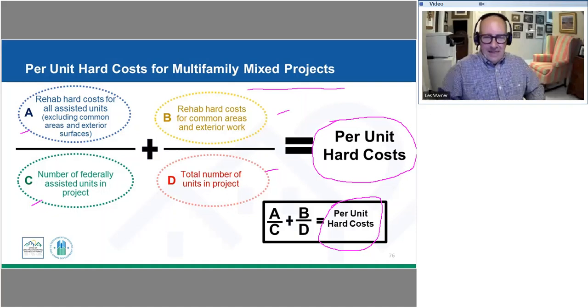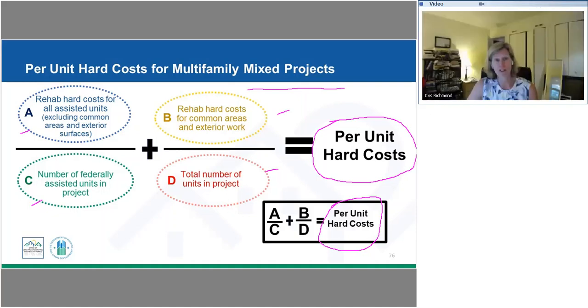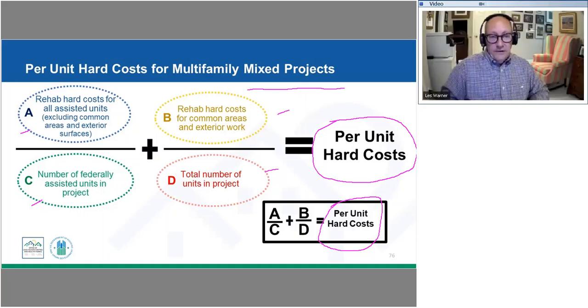So we're trying to figure out the per unit hard costs for mixed projects. You do need to know the number of federally assisted units as well as the total number of units to determine what this per unit hard cost is. Is there anything else you want to add, or anything we want Karen or Bruce to add? Then, trying to figure out, do they treat all units, or only the assisted units once they've made that calculation?